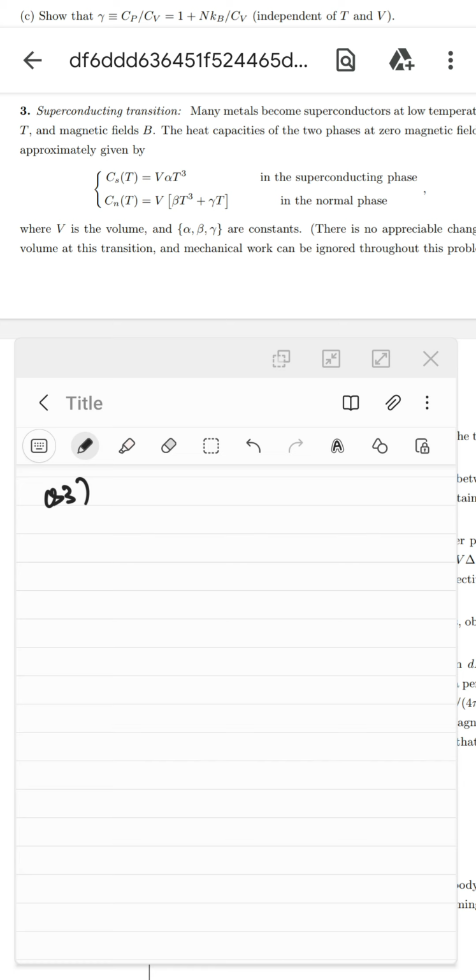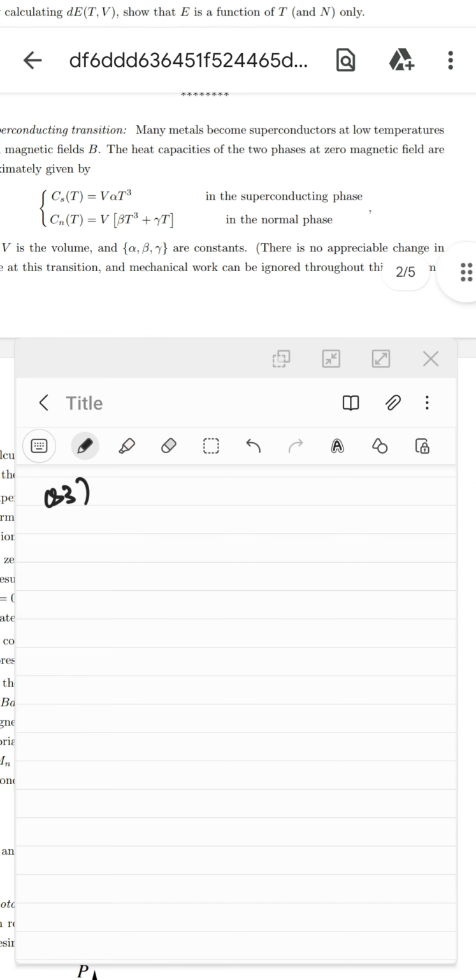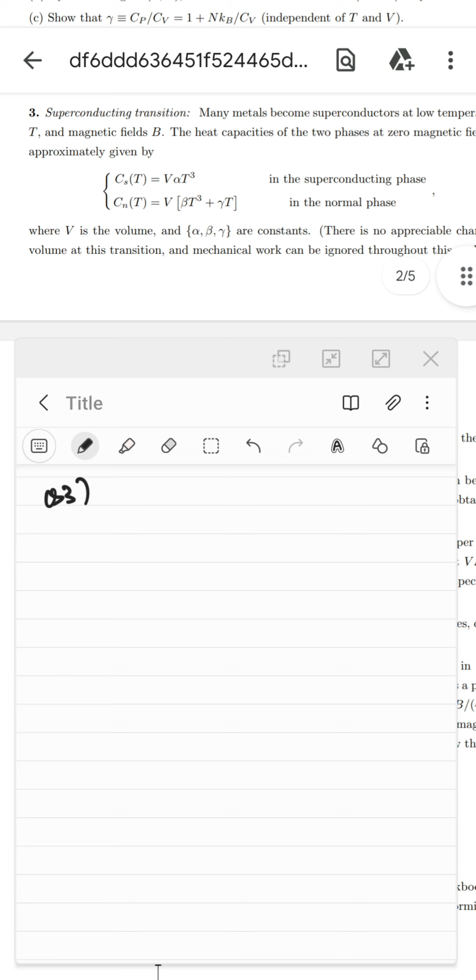The magnetic field, how am I supposed to use that now? Of the two phases at zero magnetic field. Right, so the magnetic field is actually just not being used, apparently. So it's just dependent on the volume and the temperature. Cool.